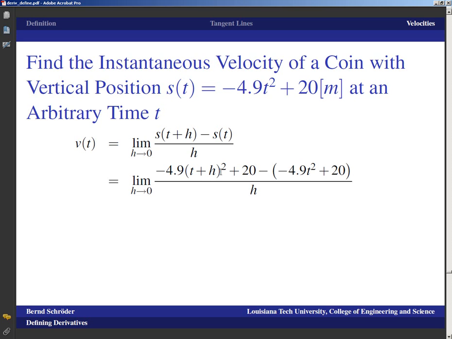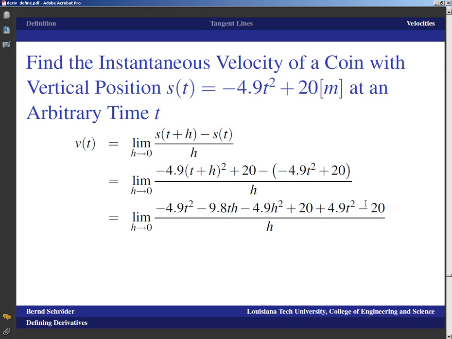We get negative 4.9 (t plus h) squared plus 20. That's s of t plus h minus (negative 4.9 t squared plus 20). It's always helpful to put this stuff here in parentheses because, after all, we must not lose this negative sign up front here. And now, again, the 20 minus 20 goes away.